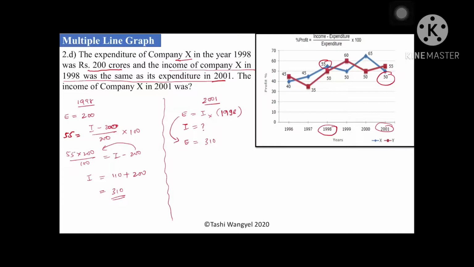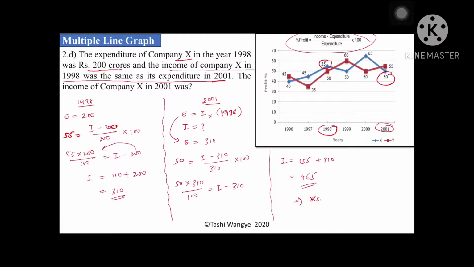Now for the 2001 income of company X, the profit was 50%, so we use the formula: 50 equals income minus expenditure, 310, over expenditure, into 100. So 50 into 310 over 100 equals I minus 310. The income is equal to 50 into 310 divided by 100, which is 155, plus 310, which is 465. Therefore the income of company X in 2001 is rupees 465 crores.